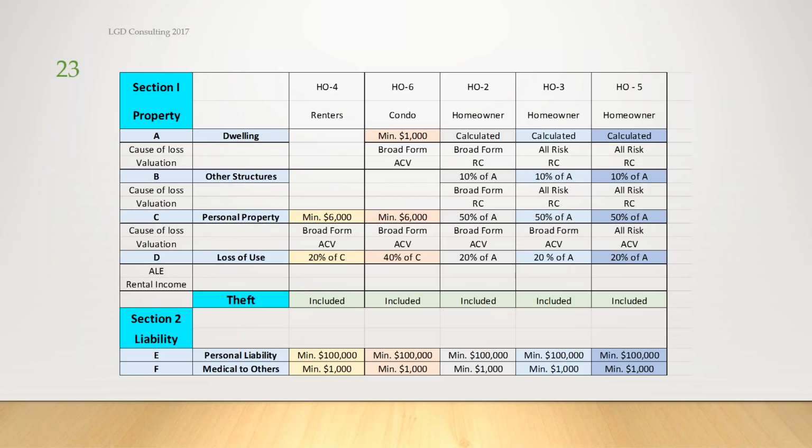So if you get those comparison contrast questions, liability section, the personal liability and medical to others part of a homeowner's policy is the same on all the policies. You pick and choose the limits. But the property coverages are different.